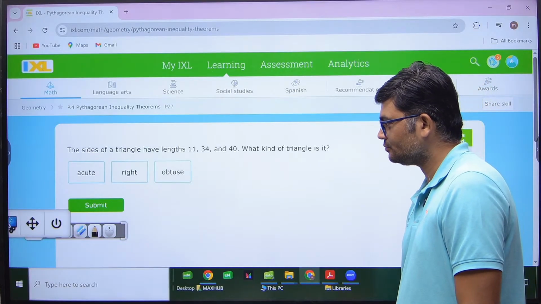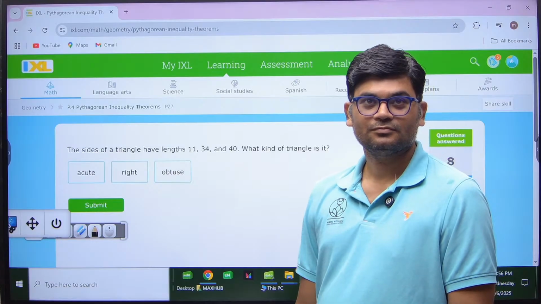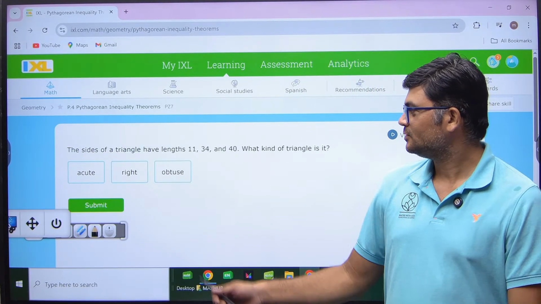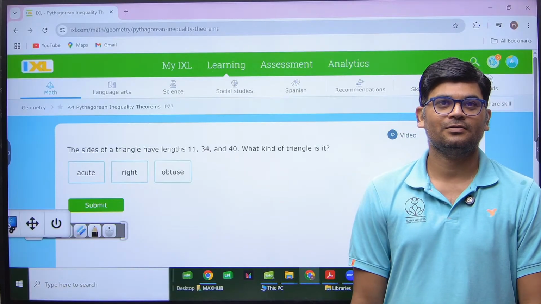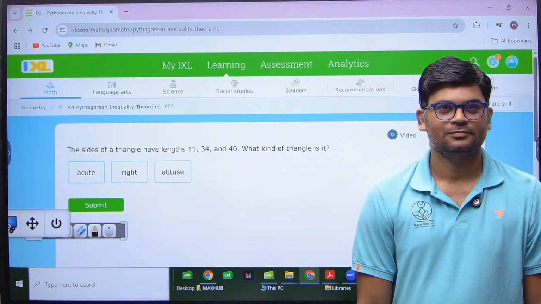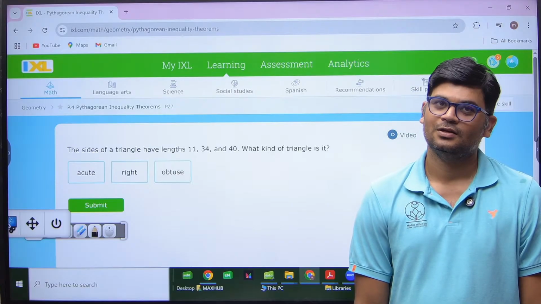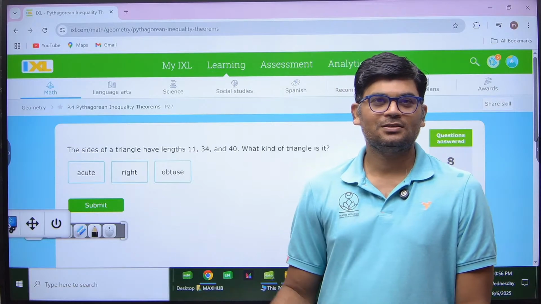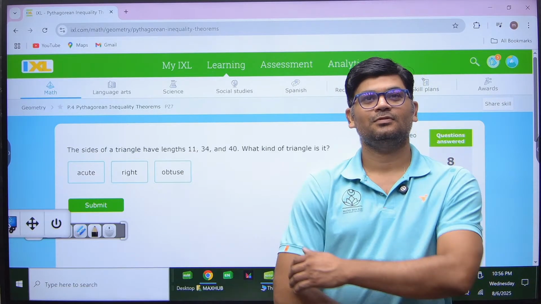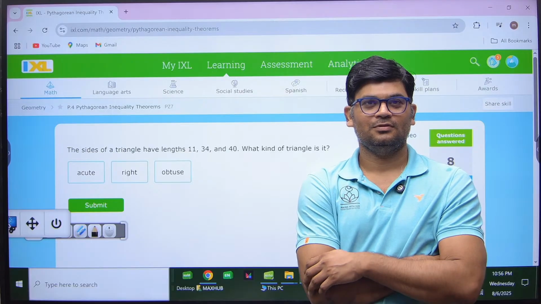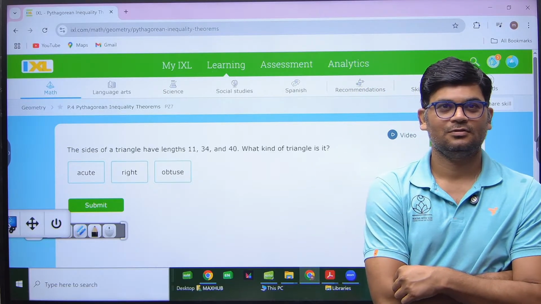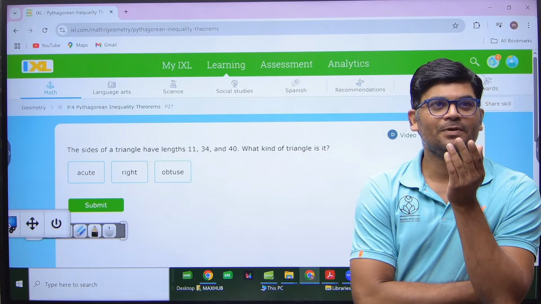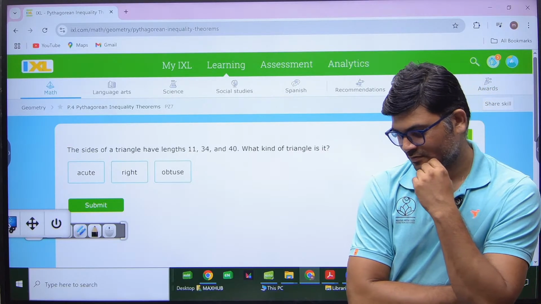11, 34, and 40. I have no idea what 34 and 40 squared are. Okay, so you can do the half of them. What is the half of 34? Half of 34 is 17, and 17 squared is 289. Correct. What is 5.5 squared? 30.25. Then add them: 289 plus 30.25.